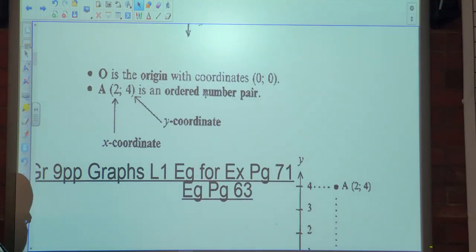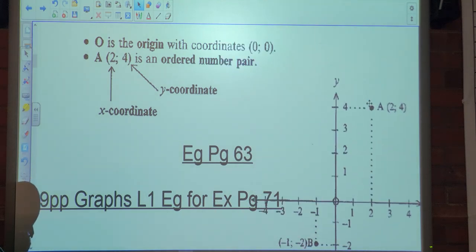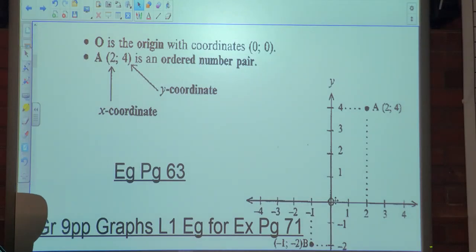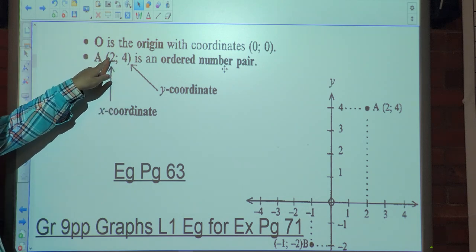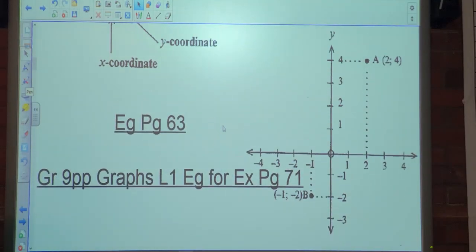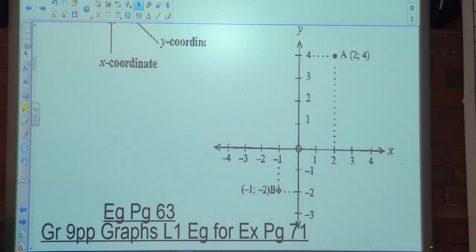So O is the origin. O is the origin with coordinates 0 and 0. As you can see there, O is the origin, which is 0 and 0. A is 2 and 4, so x is 2, y is 4. This is an ordered number pair, or ordered pairs. Remember, we always write x then y. So here we have a couple of coordinates: A, which is 2 and 4, and B, which is negative 1 and negative 2. X is negative 1, y is negative 2.